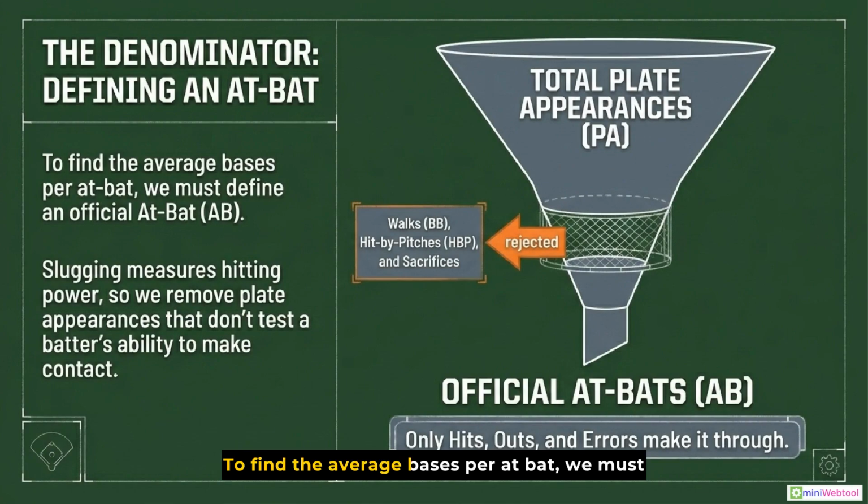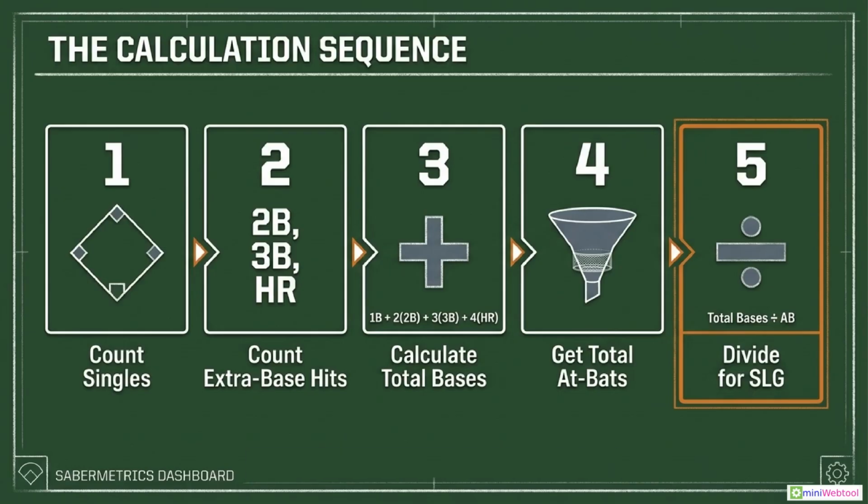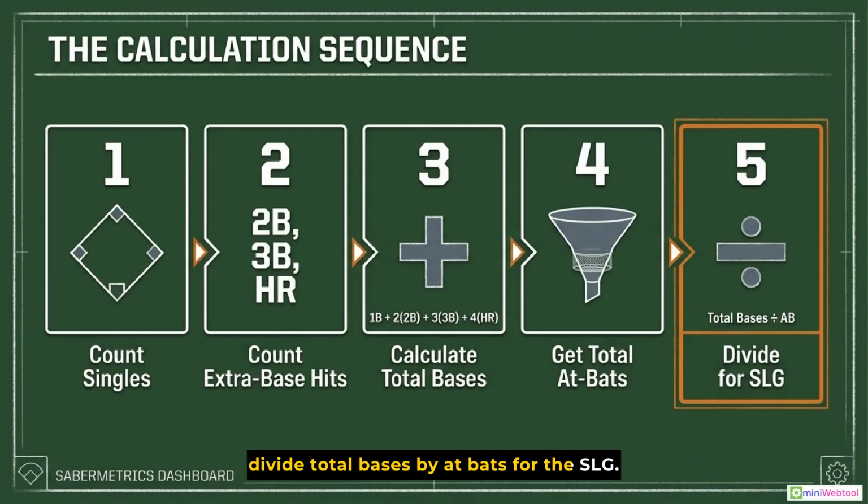To find the average bases per at-bat, we must define an official at-bat, or AB. Walks, hit by pitches, and sacrifices are rejected, as slugging measures hitting power, not plate discipline. Only hits, outs, and errors make it through. The calculation sequence involves 5 steps: count singles, count extra base hits, calculate total bases, get total at-bats, and finally, divide total bases by at-bats for the SLG.